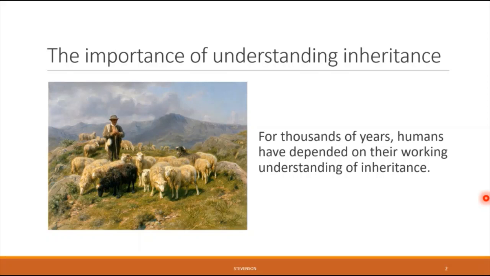Inheritance is an extremely important concept, and it has been an extremely important concept for thousands of years. Humans have depended on their understanding of how inheritance works, which for a very long time was very simple in that humans could recognize that offspring tend to resemble their parents, even if they didn't know how it worked. But this was important nonetheless, because it contributed to this phenomenon called selective breeding, by which humans were able to take organisms with desirable traits and enhance them by choosing which organisms got to breed.